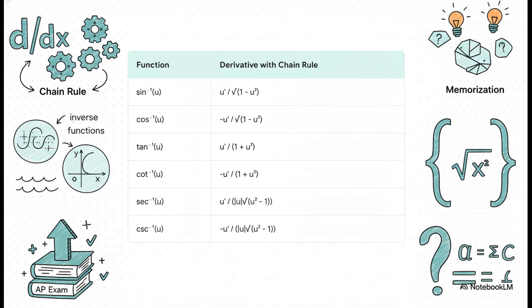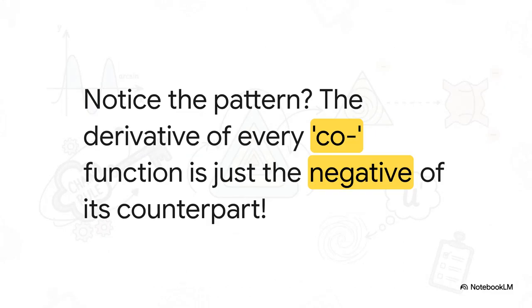But trust me, you do not have to memorize all 6 of these from scratch. Because here is the secret. This is the hack that's going to save you so much brain space. You don't need to memorize 6 things. You only need 3. Why?